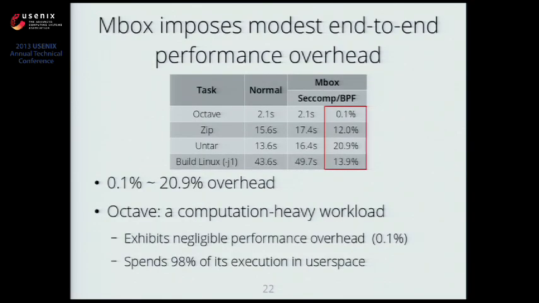First, Mbox imposes modest end-to-end performance overhead. In our benchmark, Mbox imposed 0.1% to 20% depending on the workload. Particularly in a computation-heavy workload, Mbox exhibit negligible performance overhead. For example, Octave benchmark that calculate the matrix multiplication, Mbox imposed 0.1% because it spent most of its execution time in user space without generating any system call.